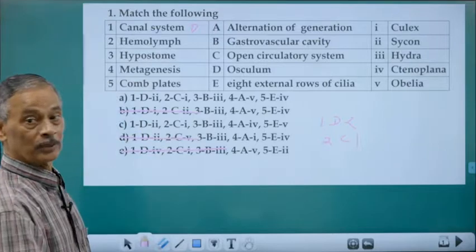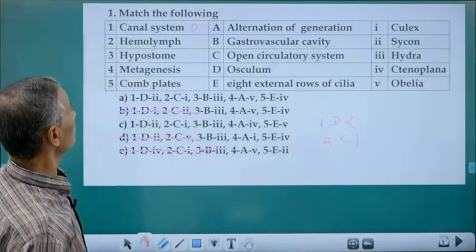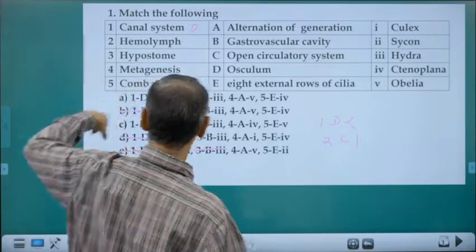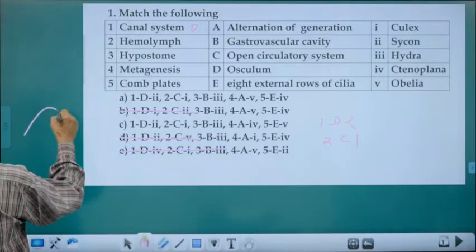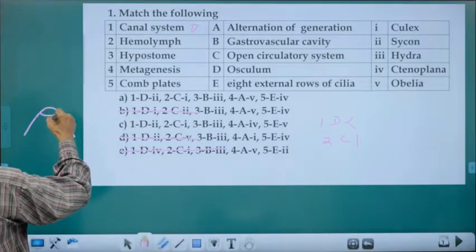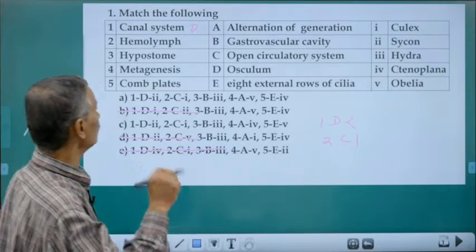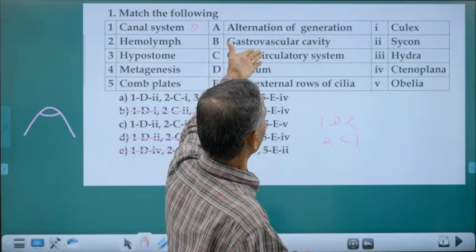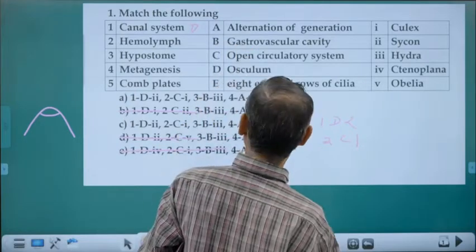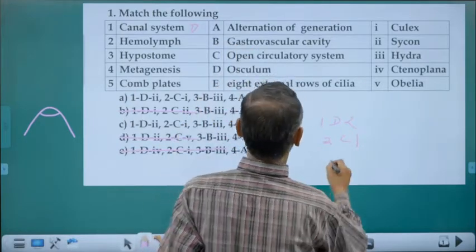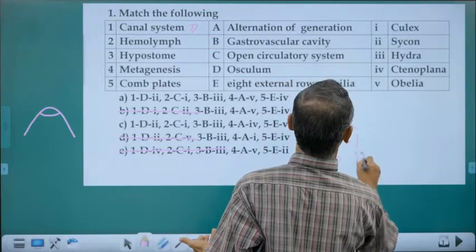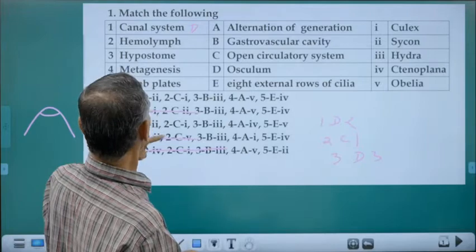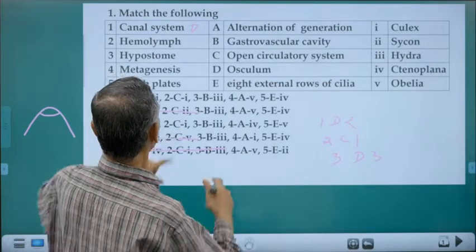Now, the competition is between A and C. Now, hypostome. What is hypostome? Hypostome is a conical structure at the tip of which is having the mouth in cnidarians. So, it is connected with the gastrovascular cavity in hydra. It is quite possible. So, it can be 3B3. So, 3B3 both are having.